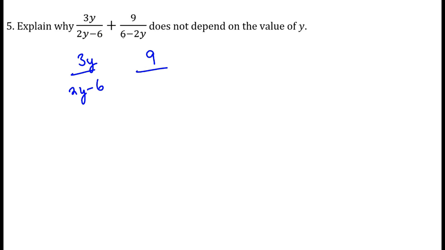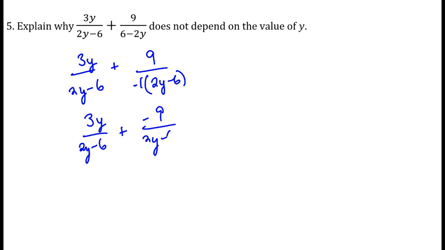I'm going to take that 6 minus 2y and factor out that negative 1 and be left with 2y minus 6. Now, I'm going to take that negative 1 and throw it in the numerator just to make my life easier. So 3y divided by 2y minus 6 plus negative 9 divided by 2y minus 6. They have a common denominator, so I can rewrite it as one expression, 3y plus negative 9, so 3y minus 9 over 2y minus 6.